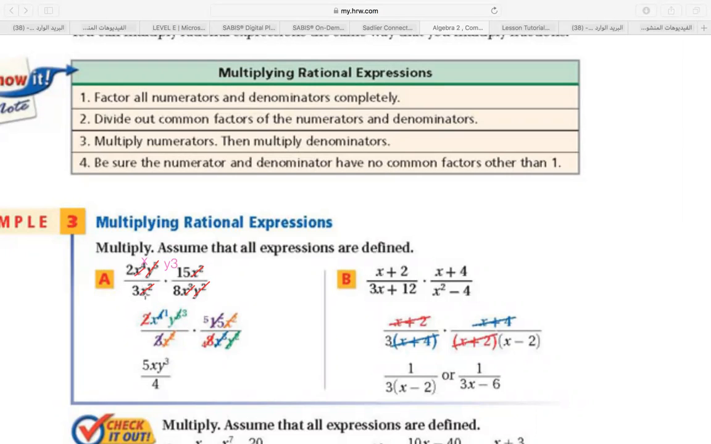What about the coefficients? I have 2 and 8. I can cancel the 2 to be 1 and the 8 to be 4.